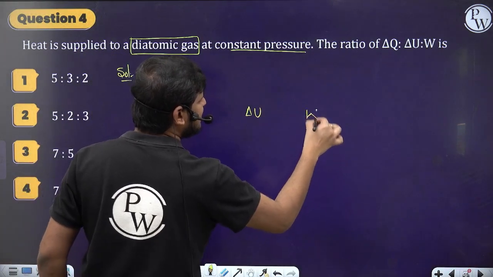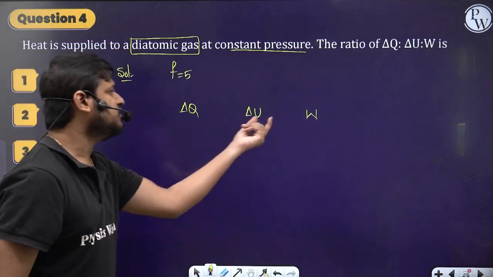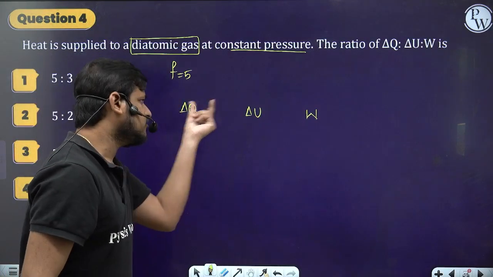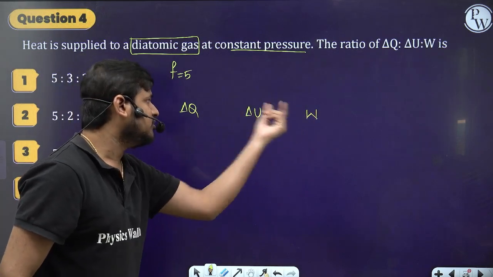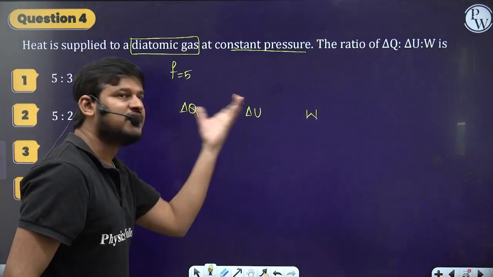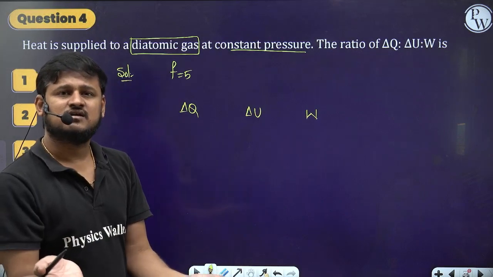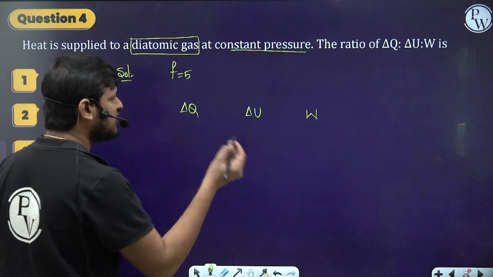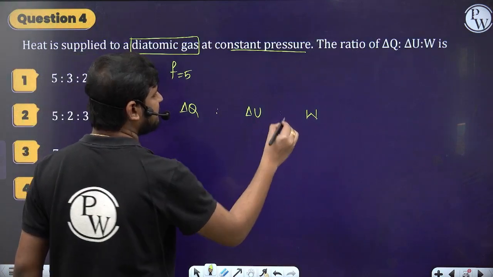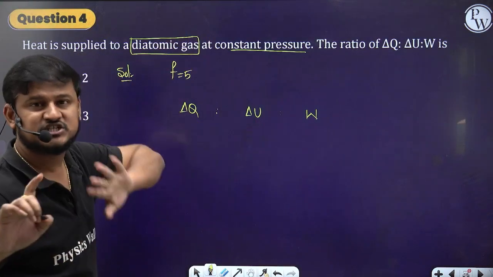They can ask in any twisted way: delta U is to W is to delta Q, or delta Q by W, or delta U by W, or W by delta U, or delta Q by delta U. Anything they can ask. You just have to remember the formulas and concept. That's it. So let me go through the procedure again. I need it in terms of the degrees of freedom because they mentioned a diatomic gas.